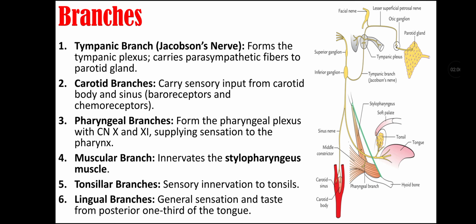Third branch is pharyngeal branches that form the pharyngeal plexus with 10th cranial nerve and 11th cranial nerve and supplies sensation to the pharynx. Fourth branch is muscular branch that innervates the stylopharyngeus muscle. Fifth branch of glossopharyngeal nerve is tonsillar branch that gives sensory innervation to tonsils. And sixth branch is lingual branch that gives general sensation and taste from posterior one-third of the tongue.